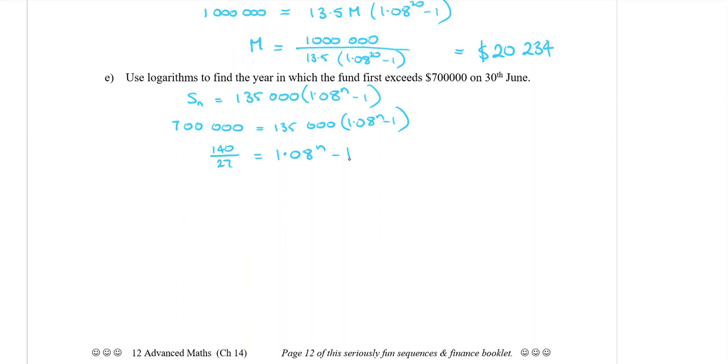Okay, then you're going to have to add the 1 across to the other side, which gives you 1.08 to the power of n. 140 over 27 plus 1 is 167 over 27. Now for the change of base: n equals log base 1.08 of 167 over 27. And then you type that into your calculators, which will do it all for you. What did you get? 23.6. That's right. Therefore, the 24th year.